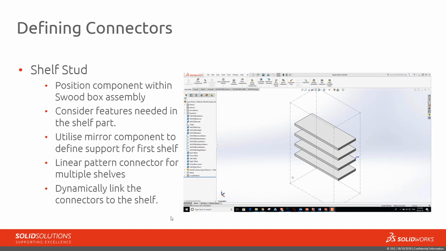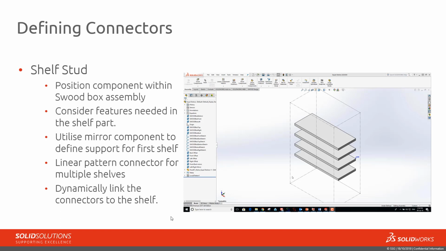We'll also look at considering which features, if at all any, need to be reciprocated inside the part of the panels within the shelves in order to accommodate those connectors. And then we'll look at utilizing the mirror tool and the linear pattern tool in order to create and duplicate the effects of those connectors throughout the various shelves that we have inside of the SWOODBox environment.